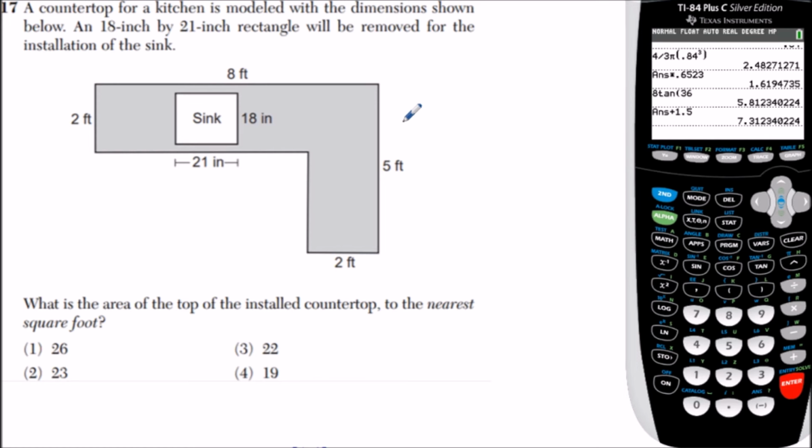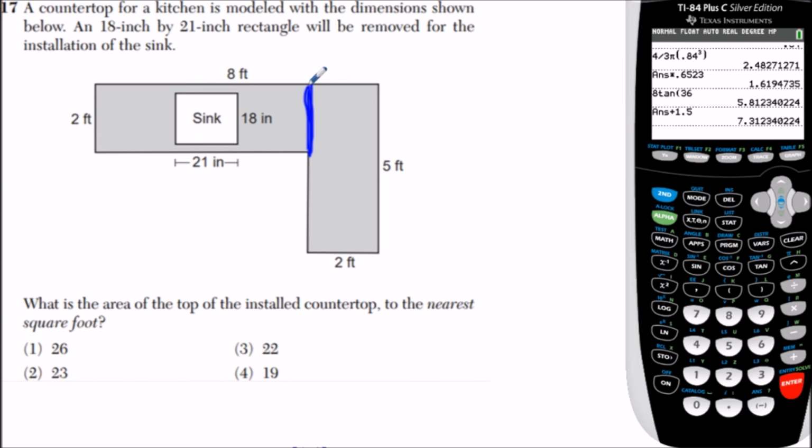Now for 17, this question was a real pain, especially how it was labeled. It was kind of sloppy. But what we want to do is find the area of the countertop, and it's this wacky shape here. It's basically like two rectangles joined together. We're looking at two rectangles, but in one of the rectangles we have another rectangle cut out. So we have to find the area of this rectangle and minus the area of the sink, and then add that to the area of the second rectangle here.